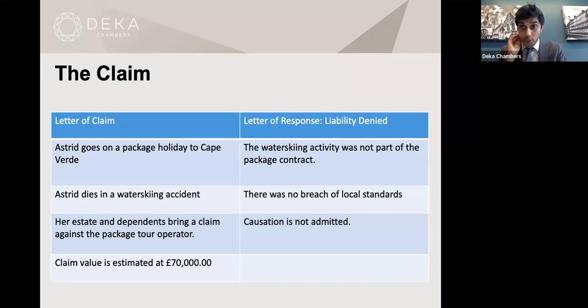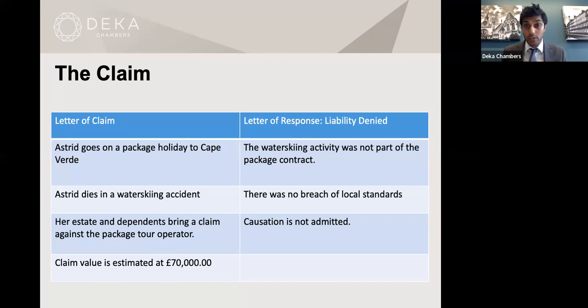So, let's imagine a client comes in with this case. Astrid goes on a package holiday to Cape Verde. She dies in a water skiing accident, and her estate and dependents bring a claim against the package tour operator. Claim value, you think, having had your first conference with the dependents and estate, is valued around £70,000. If you're the defendant, you receive this letter of response, you make inquiries, and you deny it on three grounds.